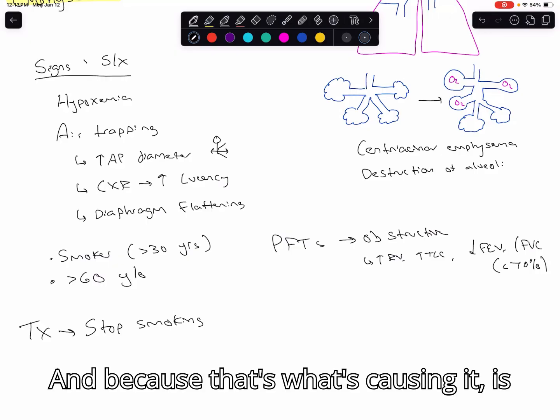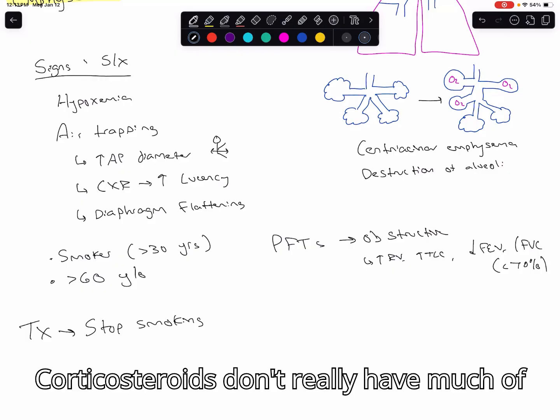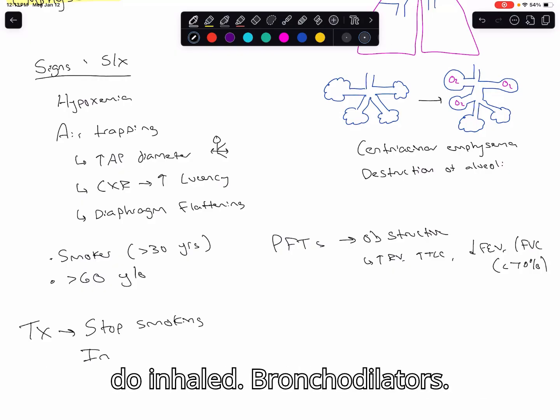Because that's what's causing it, the smoke actually damaging our alveoli, corticosteroids don't really have much of an effect because it's not so much inflammation. So we're actually going to do inhaled bronchodilators.